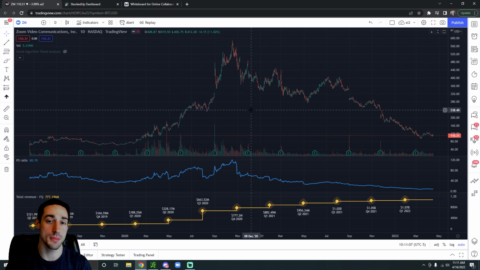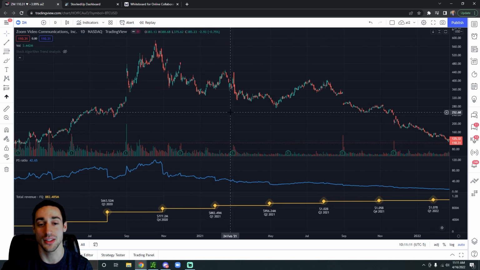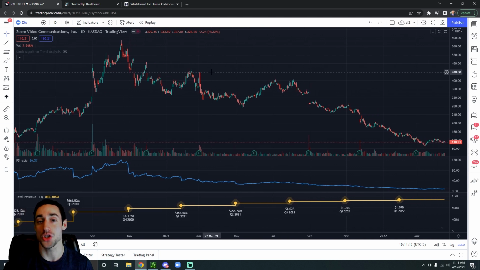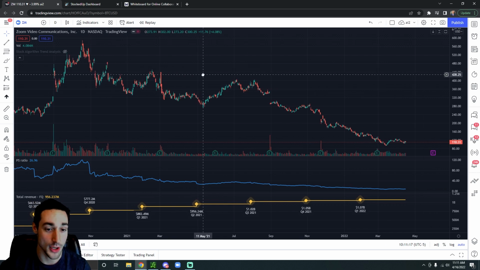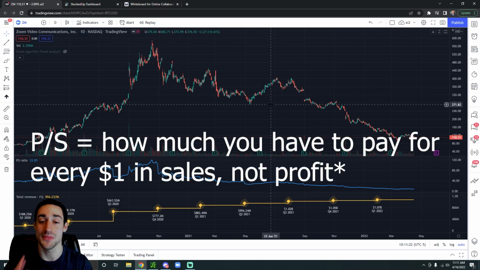So the metric that we're going to be looking at today is the price to sales ratio. Essentially what this does is it shows you how much you have to pay for every $1 in sales for the company you're buying. And remember, this is just how much you have to pay for every $1 in sales, not revenue. And we're going to explain why this is important in a couple minutes.